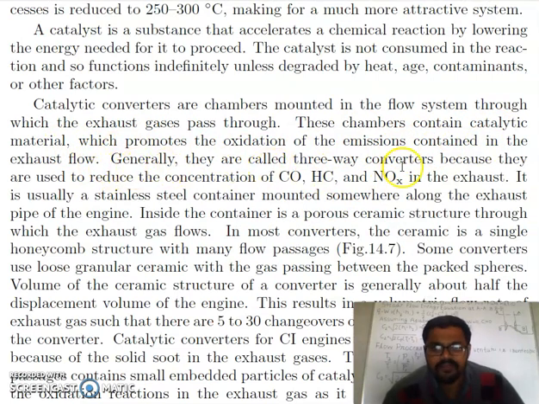Generally, they are called three-way converters because they are used to reduce the concentration of CO, HC and NOx in the exhaust. It is usually a stainless steel container mounted somewhere along the exhaust pipe of the engine. Inside the container is a porous ceramic structure through which the exhaust gas flows. In most converters, the ceramic is a single honeycomb structure with many flow passages. Some converters use loose granular ceramic with the gas passing between the packed spheres.